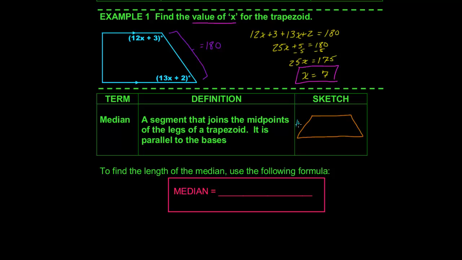So here's a leg. Here's a leg. Midpoint. What's the special thing we know about a midpoint? A midpoint is the middle. That's right in the middle of these two. That means this is congruent with this. So we have our midpoints, and I'm going to draw our median. Now, what else does it say about it? It is parallel to the bases. So if I made this an arrow and I made this an arrow, I would also need to make this an arrow.